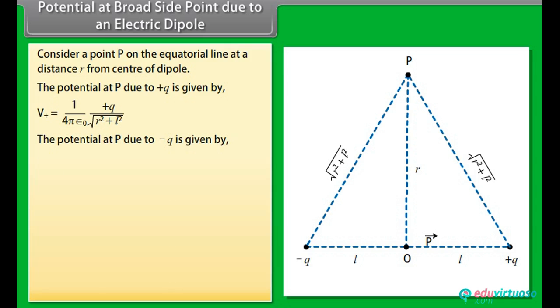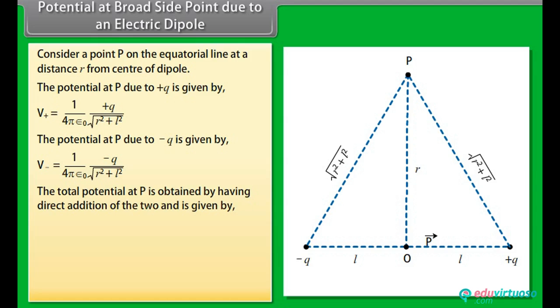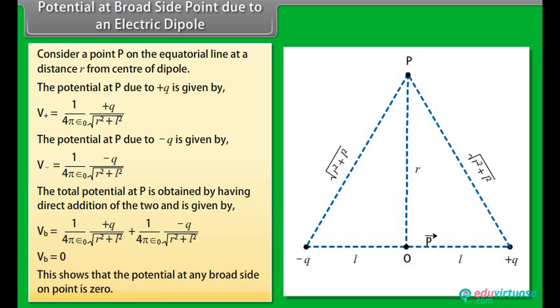The potential at P due to minus Q is given by V negative equals 1 upon 4 pi epsilon naught multiplied by minus Q upon under root R square plus L square. The total potential at P is obtained by direct addition of the two and is given by V_B equals 0. This shows that the potential at any broadside on point is 0.